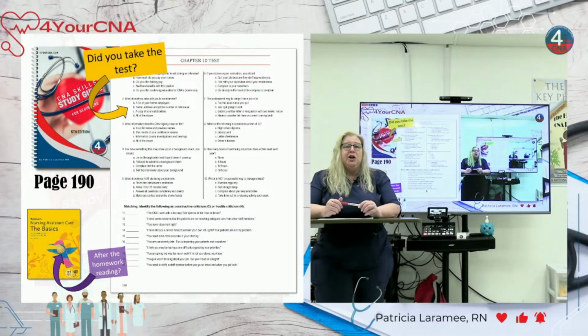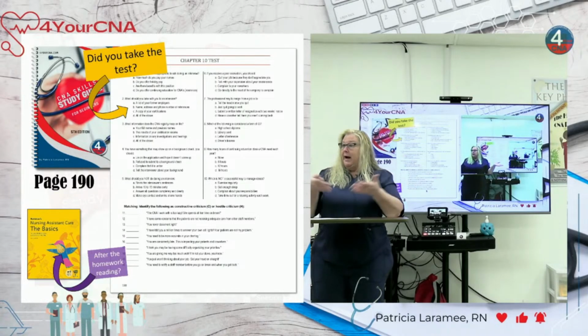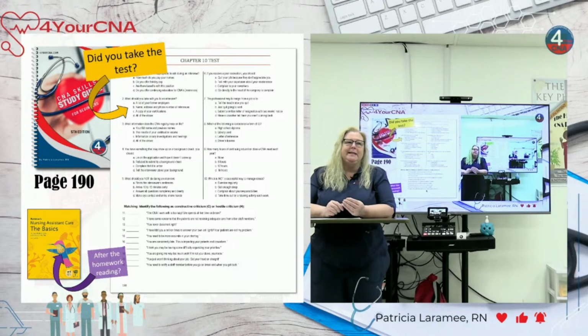Do you know the worst place to have a heart attack? Do you guys know the worst place to have a heart attack? In the hospital. That's right. You would think it's the best place, right? You're right there. It's the worst place to have a heart attack because call lights are not answered promptly.